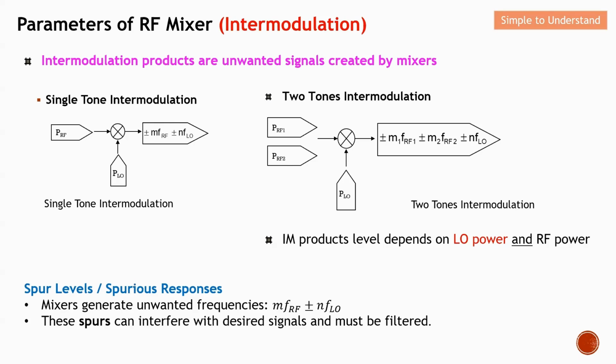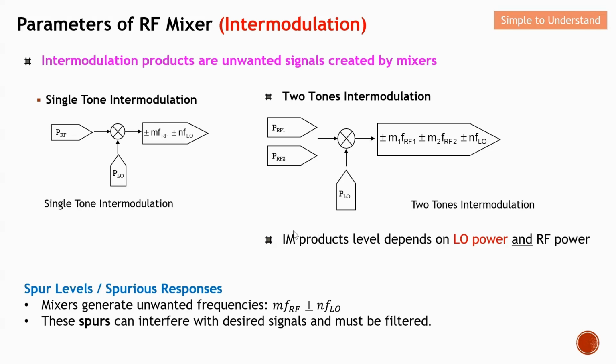Intermodulation. These intermodulation products are unwanted signals that are created by the mixer. Let's take a look at this single tone intermodulation. From here, you can see that there is only one tone, therefore this is known as single tone intermodulation. As for two-tone intermodulation, you can see that there are two signals at the RF, hence this is known as two-tone intermodulation.